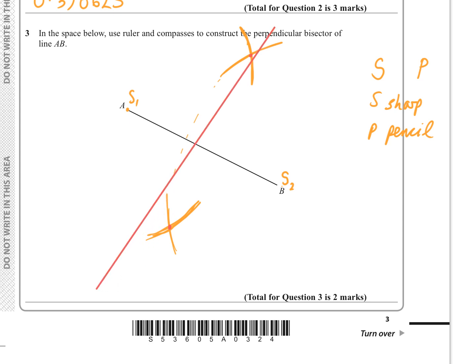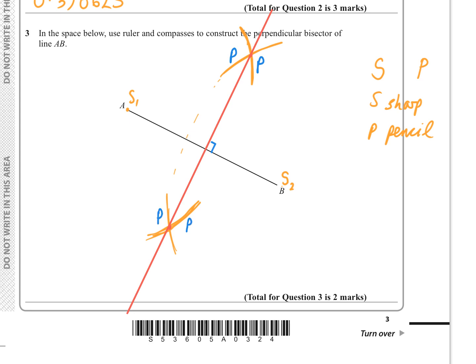So there would be my line, and that would be my perpendicular bisector. So it'd have to meet this at right angles and cut the line AB in half, i.e. bisect it. I'll just add in P here so you can see where the pencil should be. So they're your pencil lines, and these are the points where you put your sharp point of your compass.